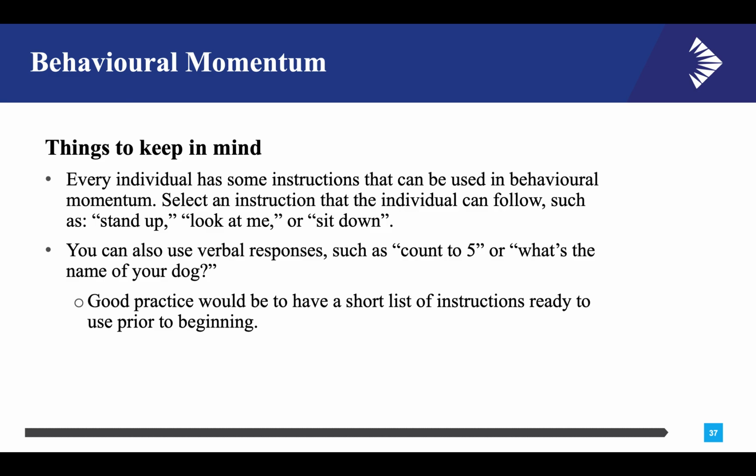So things to keep in mind. Every individual has some instructions that can be used in behavioral momentum. So select an instruction that the individual can follow, such as stand up, look at me, or sit down. You can also use verbal responses such as count to 5 or what's the name of your dog. A good practice would be to have a short list of instructions ready to use prior to the beginning.